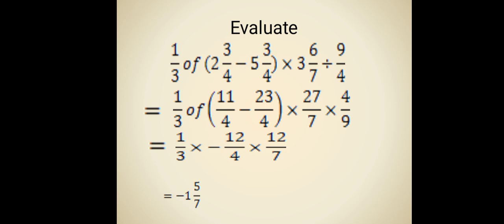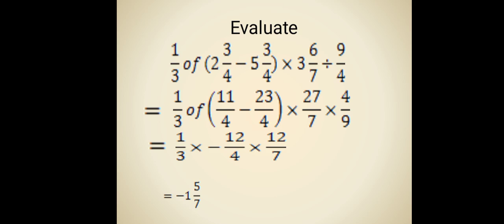Now, the part in the bracket first, if you change 2 3/4 into an improper fraction, it becomes 11/4. 5 3/4 becomes 23/4. Now, work out, we find that we have negative 12/4, the part in the bracket. Now we are getting a third of it.